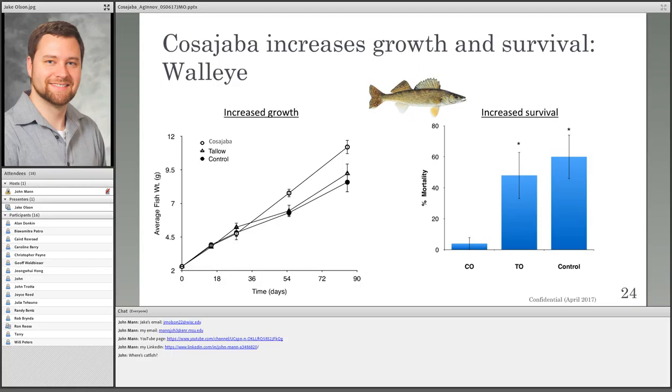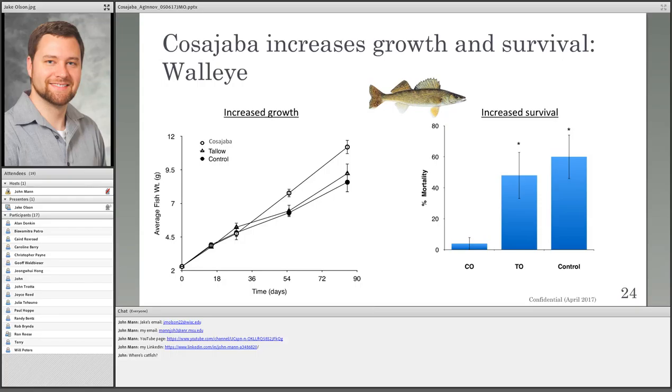So we started here with walleye, and in the figure on the left, we incorporated Cosajaba and also an isocaloric fat into the walleye diets, basically to show that it wasn't just the addition of extra energy into the diet that was providing these benefits to the fish. And so we assessed the effects of feeding over roughly 90 days. And over that 90-day period, we saw an increase of about 30% in our Cosajaba group over both the controls.